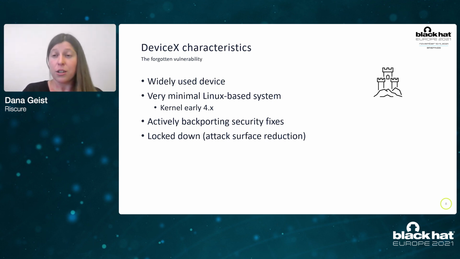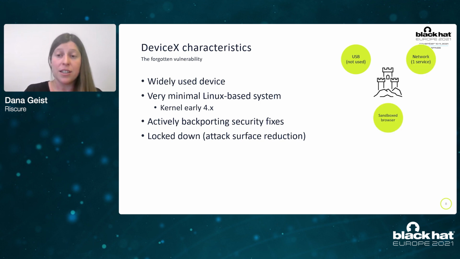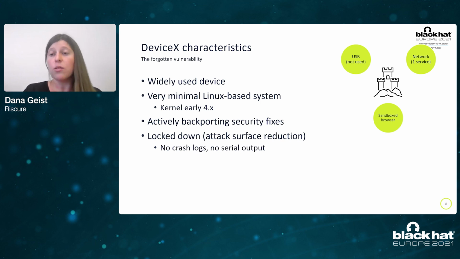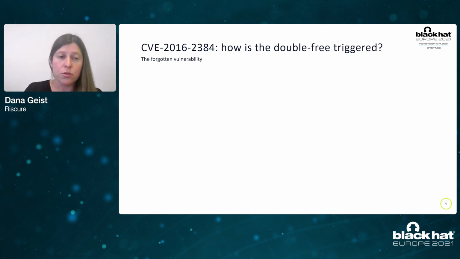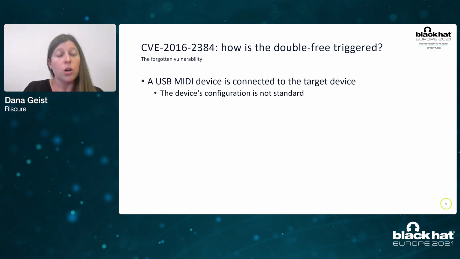So our attack surface was really limited. We only had one USB interface, then a network interface, and a heavily sandboxed browser. On top of that, we did not have any sort of output. So upon crashes, we could not see anything. The actual device is not relevant for this talk. What we want to show is our exploitation approach and our methods. So now let's dive a little bit deeper into the vulnerability to see how this is triggered. Triggering this vulnerability is surprisingly easy.